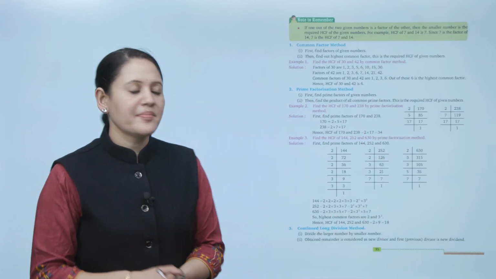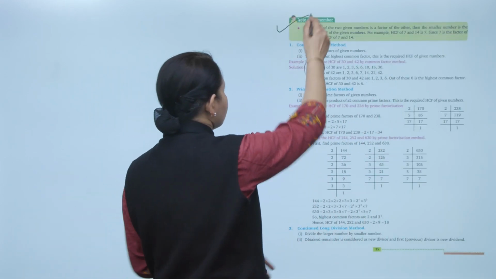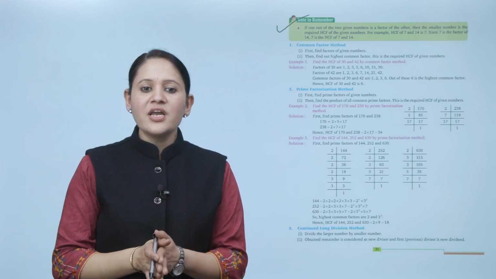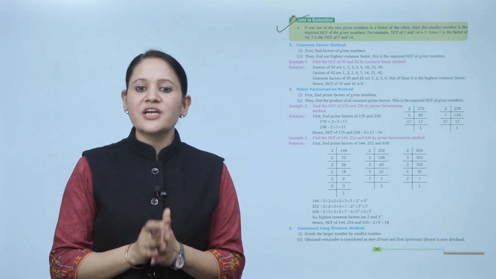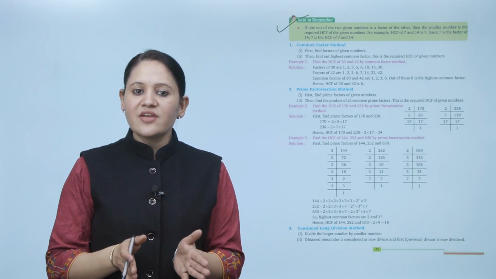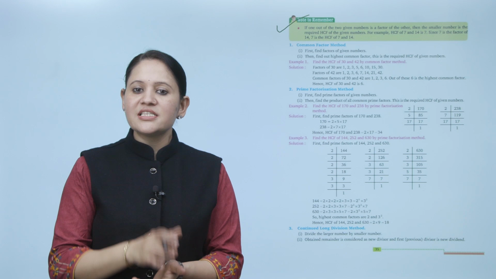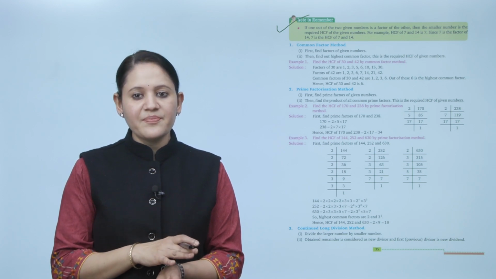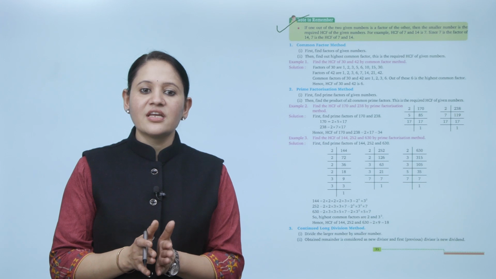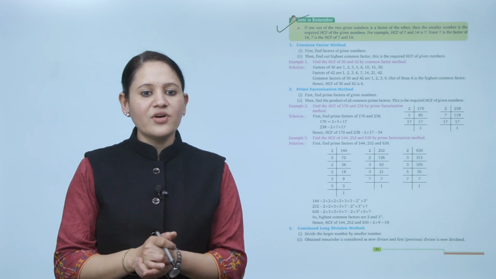Next is note to remember. If one out of the two given numbers is a factor of the other, then the smaller number is the required HCF of the given numbers. For example, the HCF of 7 and 14 is 7, since 7 is a factor of 14 and 7 is the HCF of 7 and 14.